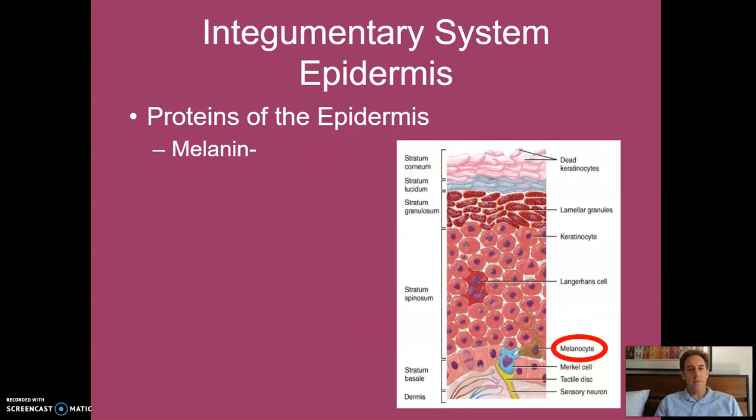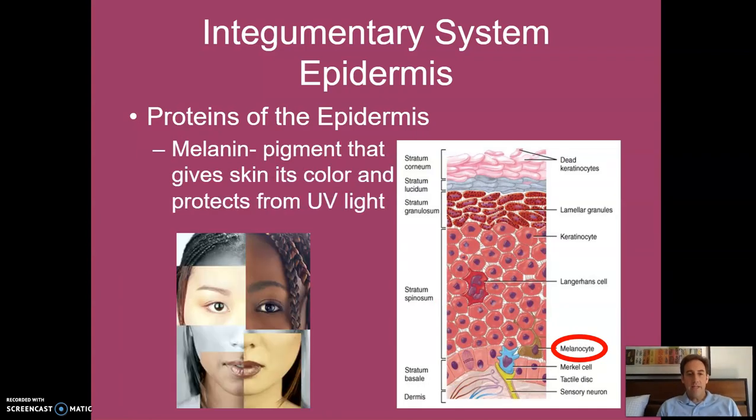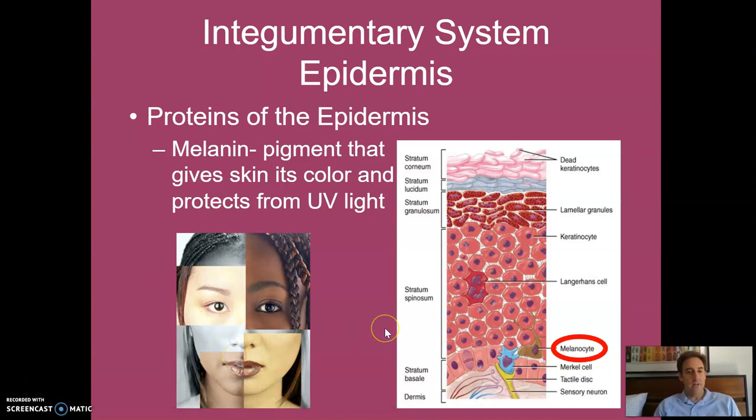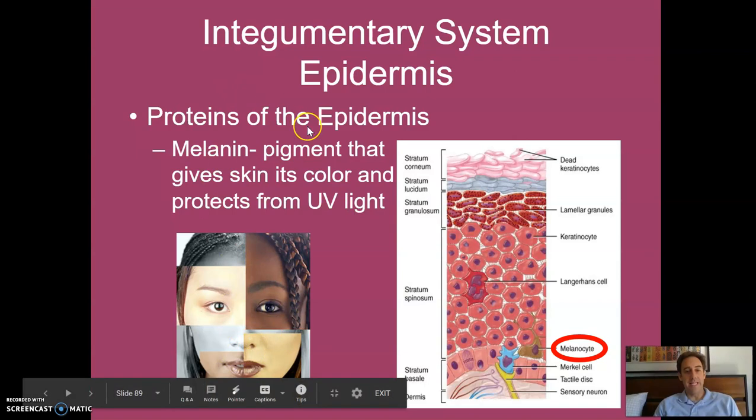Another protein in your epidermis is melanin. Melanin is a pigment that gives skin its color and also protects us from UV light. So, people obviously have very different skin colors, and that skin color biologically is the result of how much melanin is in that skin. So someone with very dark skin has a lot of melanin. Someone with very light skin has relatively little melanin.